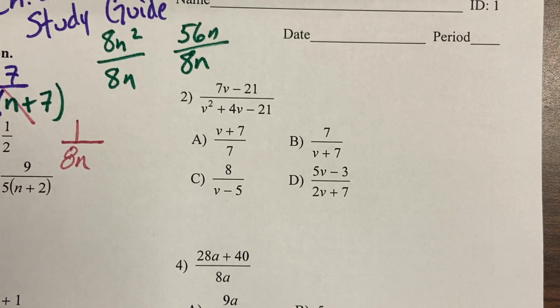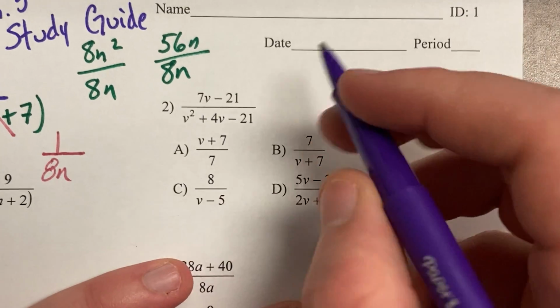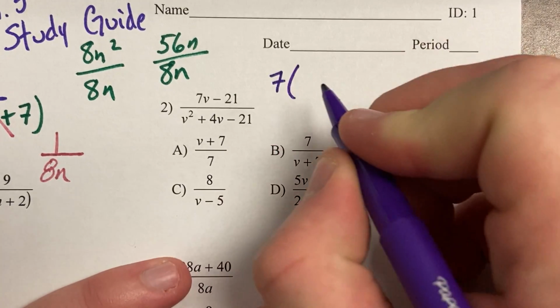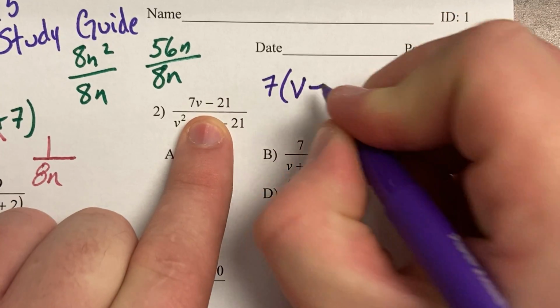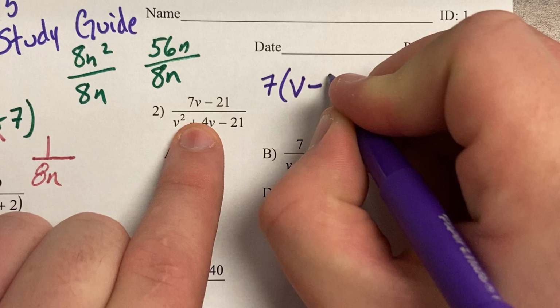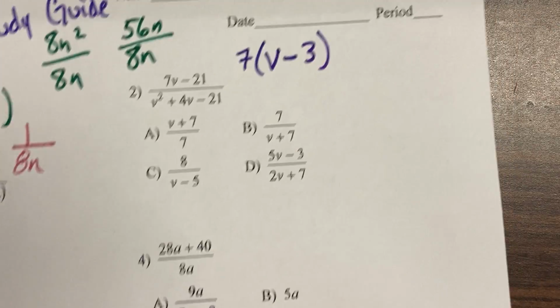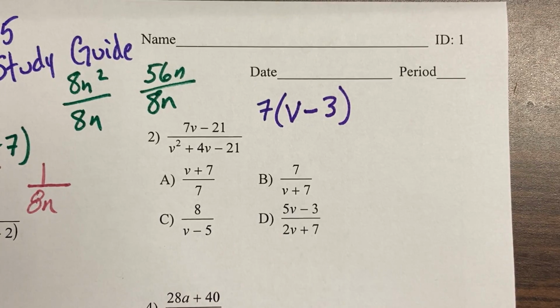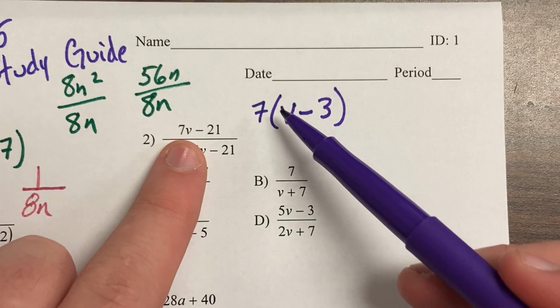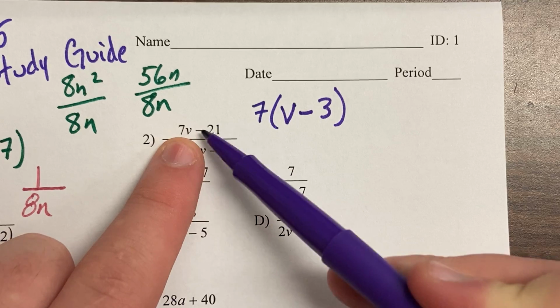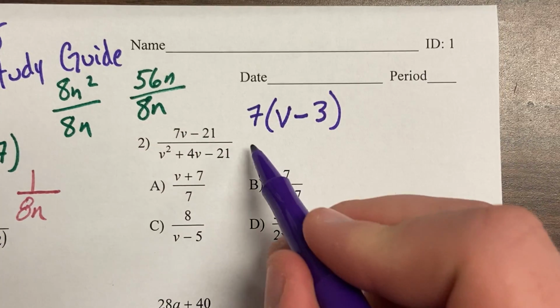Same kind of drill for number 2. There's no operations involved. It looks like we need to factor the numerator and then factor the denominator. In the numerator, I have a 7 and a 21. I know a 7 can get pulled out of that. So I've divided both terms by 7. I'm left with v minus, and then 21 divided by 7 is 3. One thing we discussed: if I distribute this 7 back in, 7 times v, 7 times negative 3 is negative 21. You should end up with where you started.